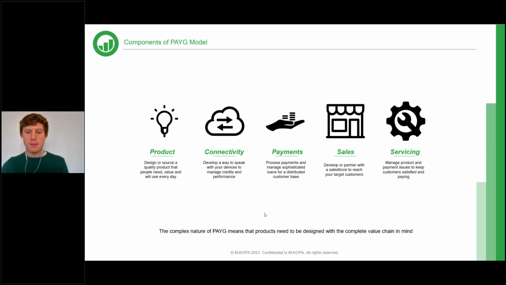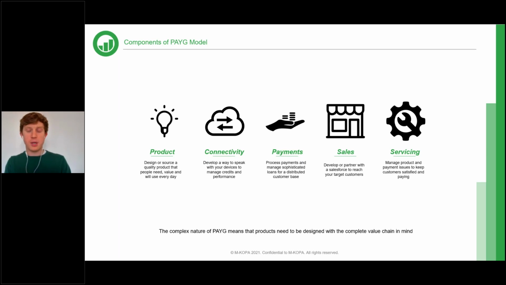Thirdly, then, is payments. Of course, another aspect of this is that you need to be able to handle payments. There are, again, a lot of different approaches to this, but you need to be able to process payments, so collect money from your customers. And then the bit that's under the hood of all of this is that you also need to have a pretty sophisticated understanding of loan management, and how you can allocate credits in exchange for the cash that you've received from your customers. So that again needs to be something that is considered from the beginning when you're designing your product.